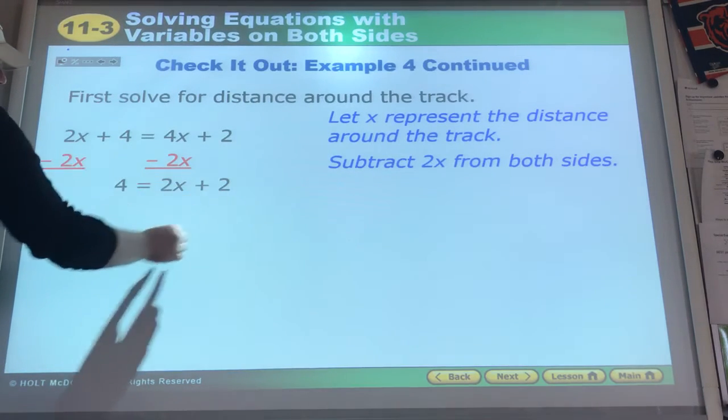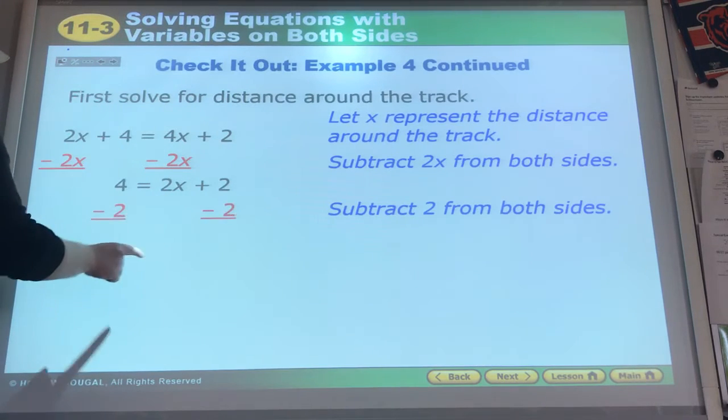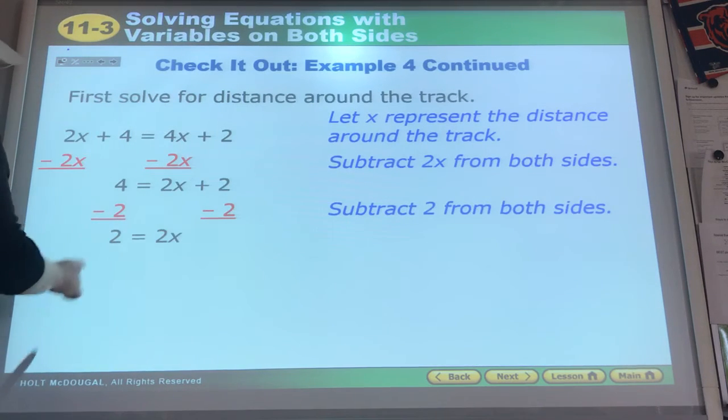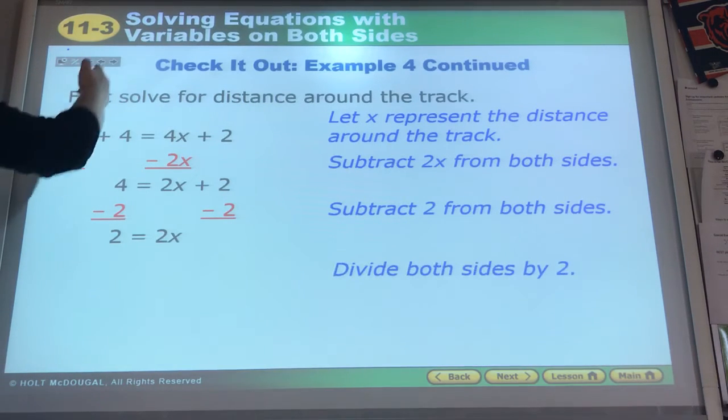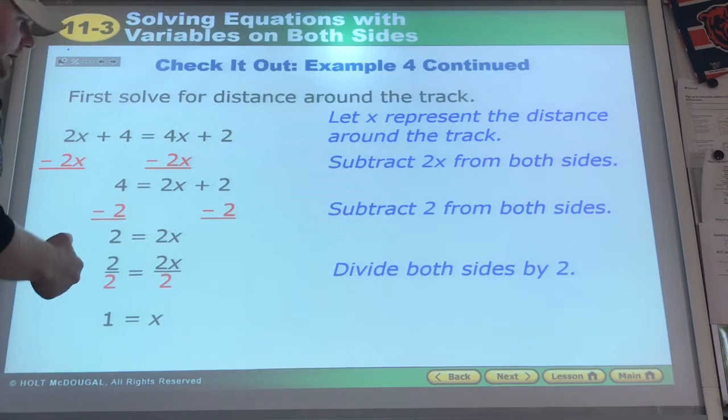Now we're going to combine the terms that don't have variables. Inverse operations, so we'll subtract that 2. So we get 2 equals 2x. Use our inverse operations and divide by 2 so the x is by itself. x equals 1. So 1 lap is 1 mile. Oh, that is helpful information.